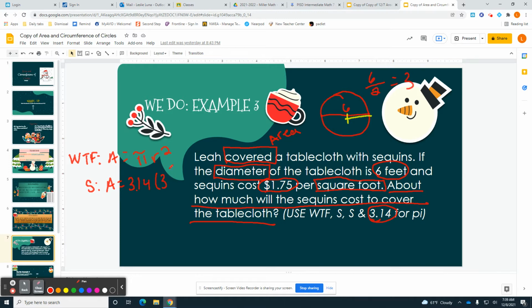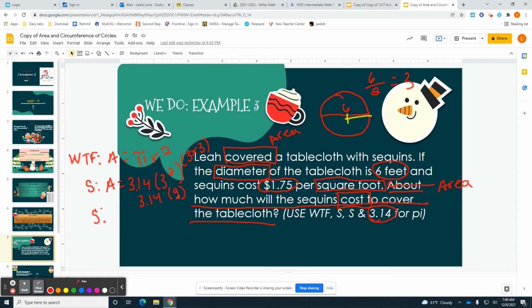Okay. So 3 squared. So now you would solve, and you would take 3.14 times 9, because 3 squared, remember, is 3 times 3. Okay? So that's 9. So you're going to solve that. Okay? And it wants to know the cost. So of the square foot of the sequence. And here it tells you square foot. Okay, so this was another sign or indicator that you were looking for area. Okay, square foot, because remember, area is always measured in squared feet. So square foot is area.